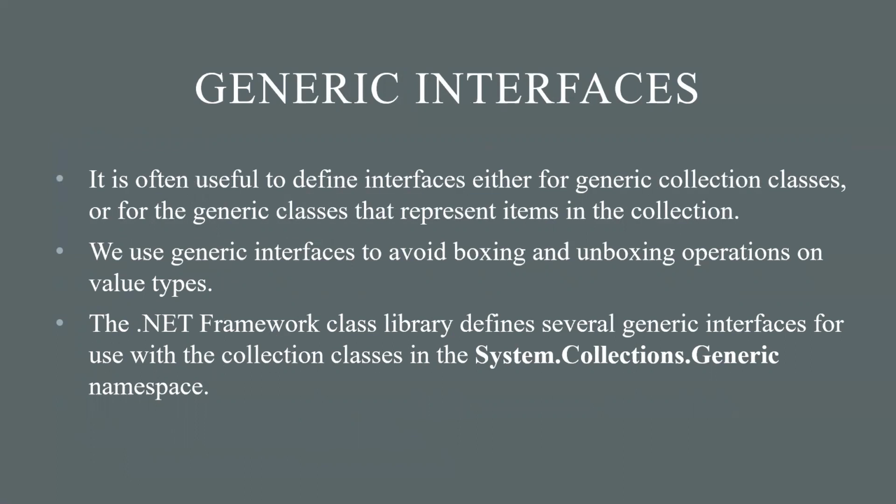Followed by class, we have interfaces. So we know that interfaces are used because C# does not support multiple inheritance. So the same concept is here for generic interfaces. So basically, we create generic interfaces for generic classes that represent some items in the collection. We use generic interfaces to avoid boxing and unboxing operations on the value types. The .NET Framework class library defines several generic interfaces which we can use in our classes, and they all reside in the System.Collections.Generic namespace.